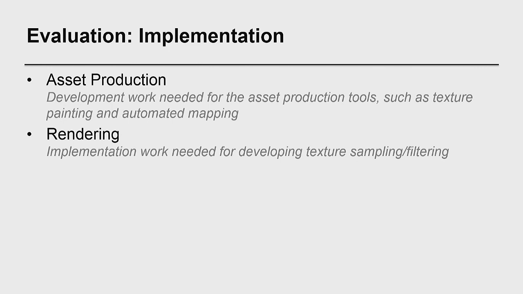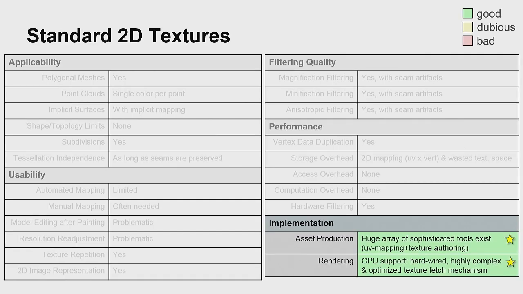In terms of implementation, what we're thinking about here is how difficult it would be for you to switch to a new alternative to texture mapping in your pipeline. So we're going to talk about two categories. We have asset production: how difficult it is to develop the necessary tools for asset production, and how difficult it would be to develop the tools for rendering. With standard 2D texture mapping, there isn't really anything, because we're already using it. So we already made that investment. We have all the tools that we need, so there's no problem there, right?